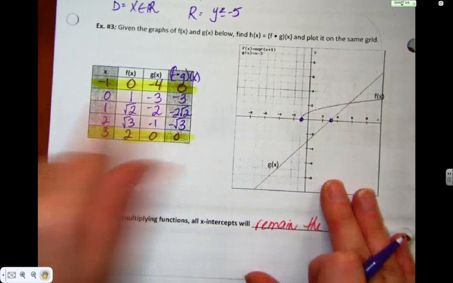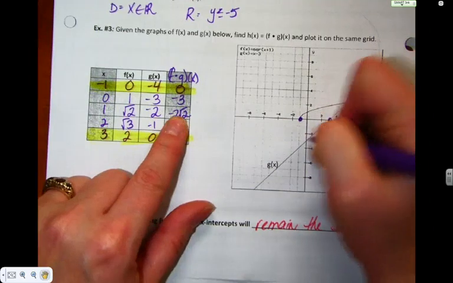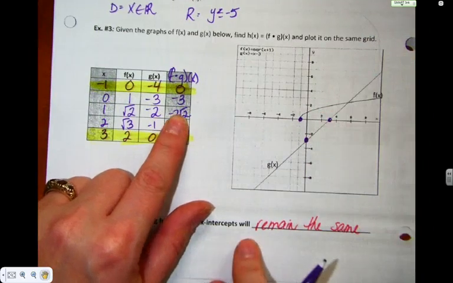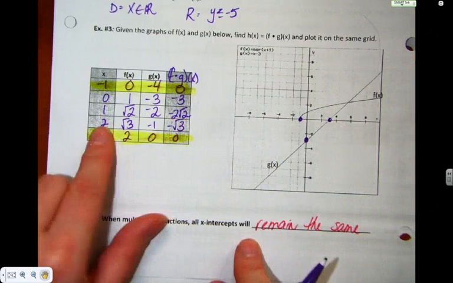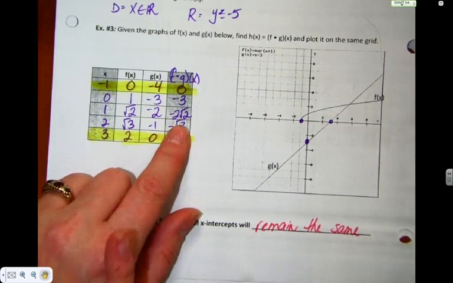Okay, so -1, 0 we've done. 0, -3. 1 and -2 root 2. What would you like to do with -2 root 2?